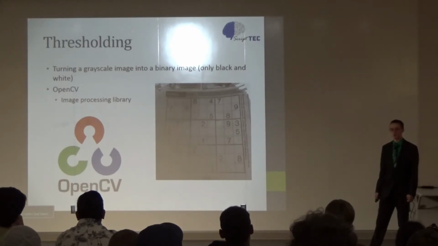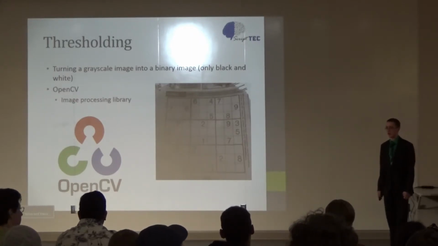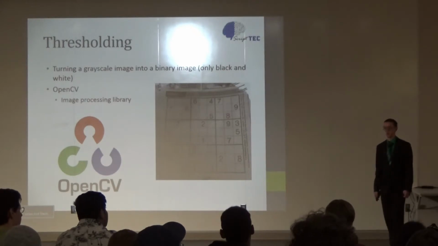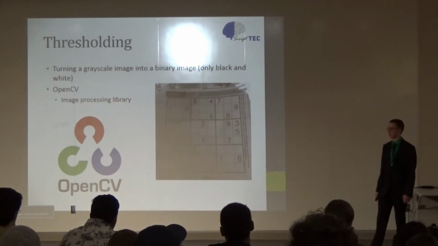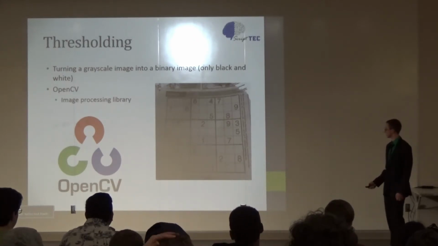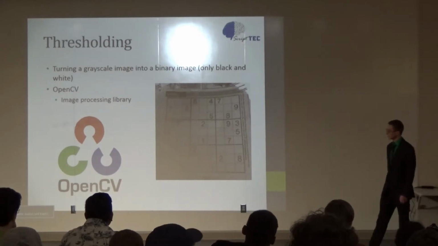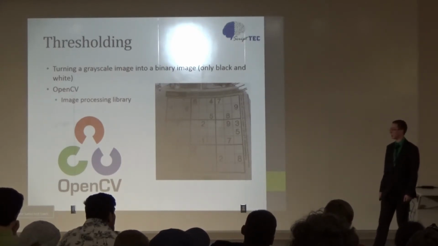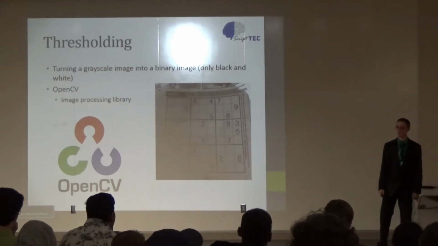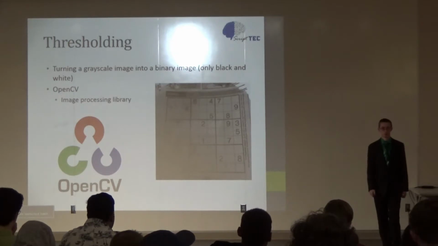The other important part of my research was thresholding. Because the neural network can only process one character at a time, I had to be able to take an image and divide it into individual characters. But it's a lot easier to do when the image is just black and white instead of all of these different shades. So thresholding is the process of turning a grayscale image into a binary image. So there's only black or white. Everything that's important would be in black and the background would be white.